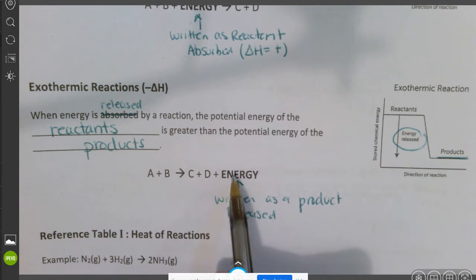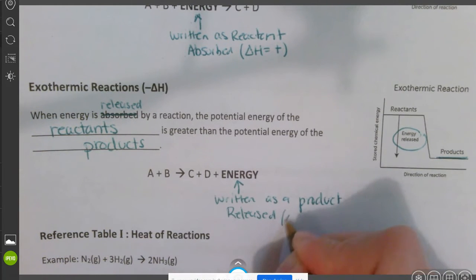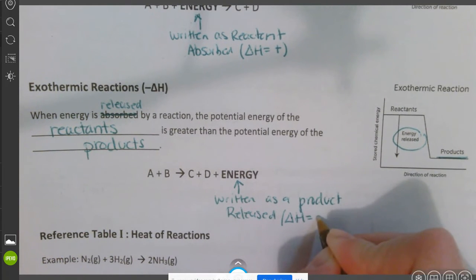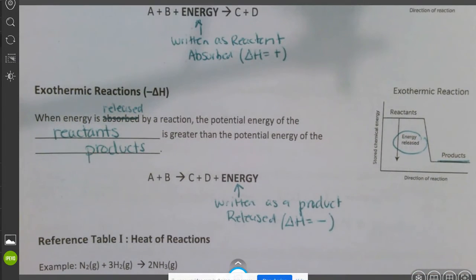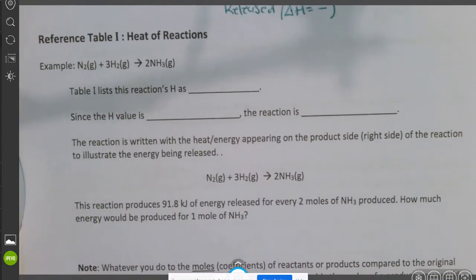We would just simply look at this equation. We would see that energy was on the product side, so it's being released. So when we record the value, it's going to be a negative delta H value in that case. All right, so now let's actually take a look at how we're going to use table I with this.